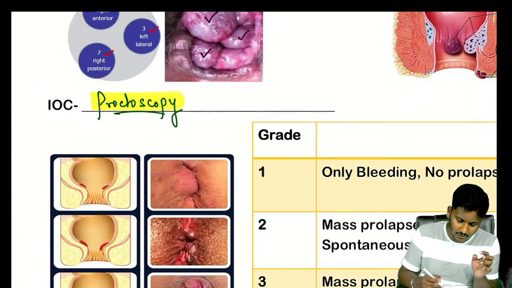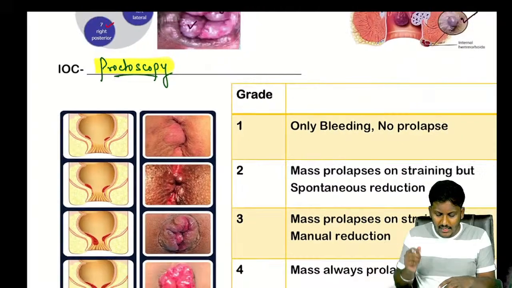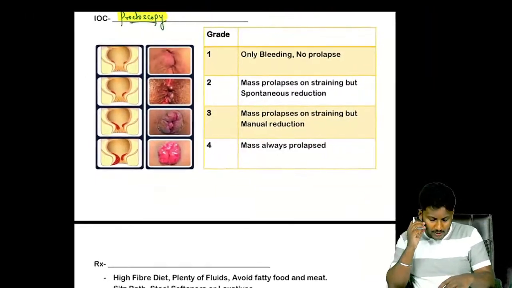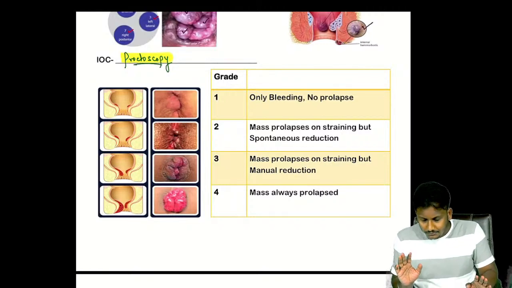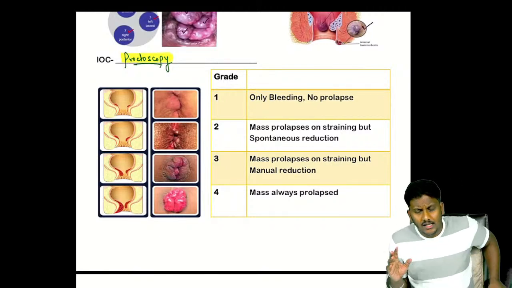The investigation of choice involves no radiological investigation, beta. A proctoscope is enough to make a diagnosis of hemorrhoids. Now we have to classify the hemorrhoids into 4 grades, beta. What are the 4 grades of hemorrhoids? First just listen to me and then we will see the grades.